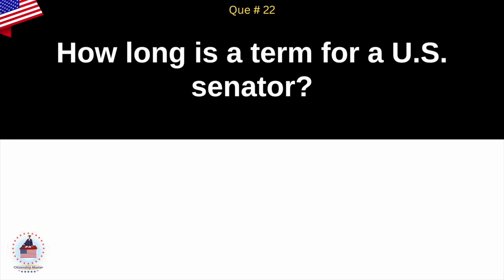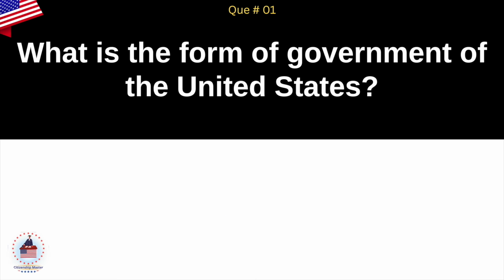How long is a term for a U.S. senator? Six years. What is the form of government of the United States? Republic.